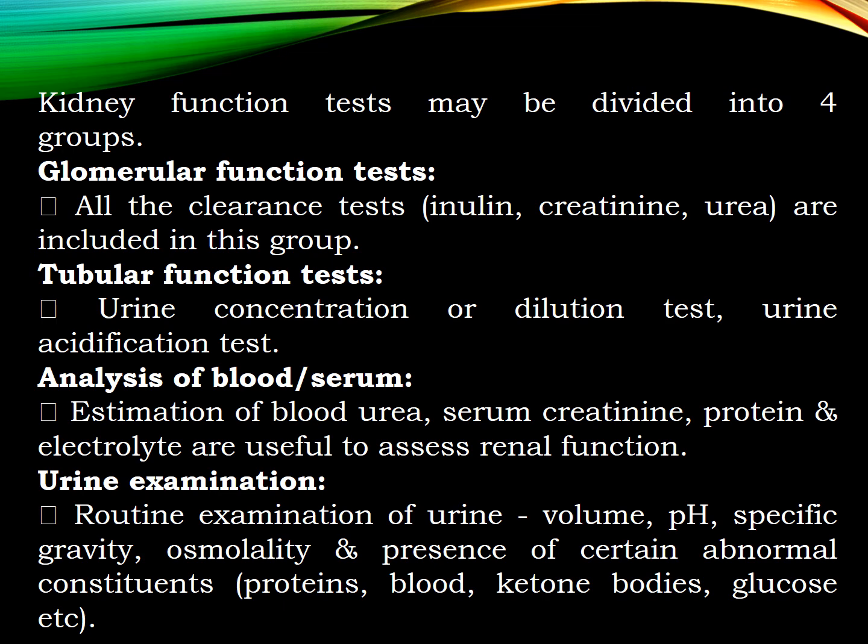Up to here we already discussed the micro, macro and various biochemical methods used for urine analysis. Thus we can simply say that the kidney function test may be divided into 4 groups: glomerular function test, tubular function test, analysis of blood or serum, and urine examination. The last 2 methods we discussed in the previous session, and next we have to discuss the glomerular function test and tubular function test. In the glomerular function test we discuss all the clearance tests of inulin, creatinine and urea, and in the tubular function test we will discuss the urine concentration or dilution test and urine acidification test.